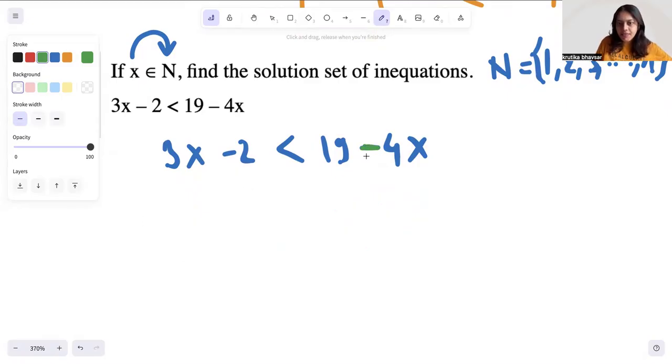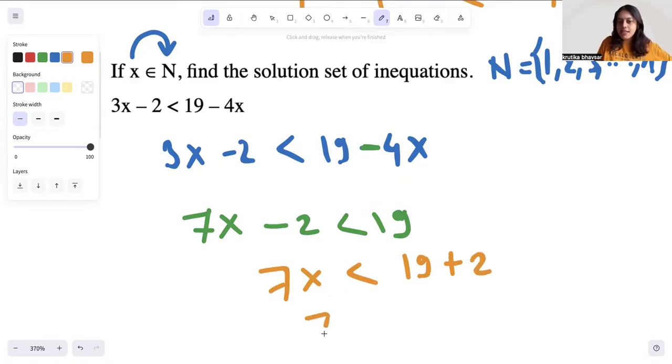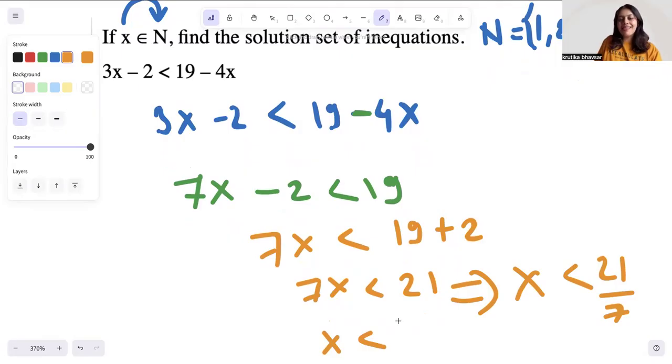So we have minus, and when we take it on the other side, we get plus. So 3x plus 4x is 7x, minus 2 is less than 19. Now let's deal with the other like terms, which are minus 2 and 19. Take it on this side, right? So we have 7x is less than 19 plus 2, which is 21. So from here, we get x is less than 21 divided by 7, and the final answer we get is x is less than 3.